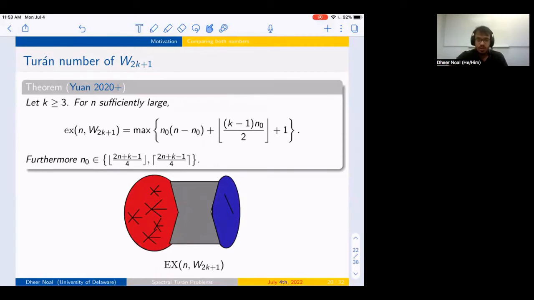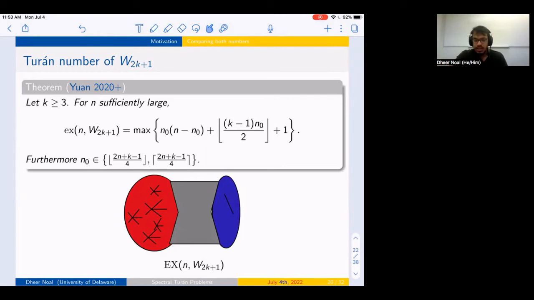And for larger odd wheels, the structure is slightly lopsided. The Turán number is maximizing this particular expression, where n_0 is the size of one part and n minus n_0 is the size of the other part. So n_0 times (n minus n_0) is the number of edges in the underlying complete bipartite graph, which has parts of possibly slightly different sizes. By embedding a regular graph of degree k minus 1 into one of the parts and doing calculus, we can figure out what the extremal structure is going to be.